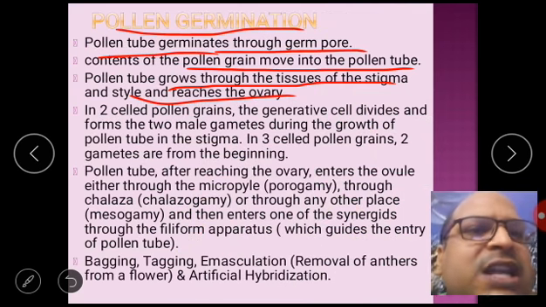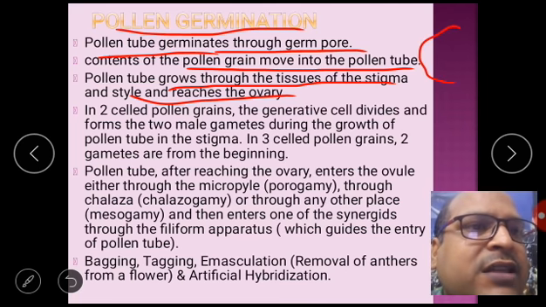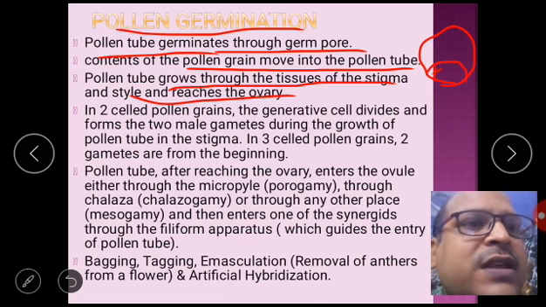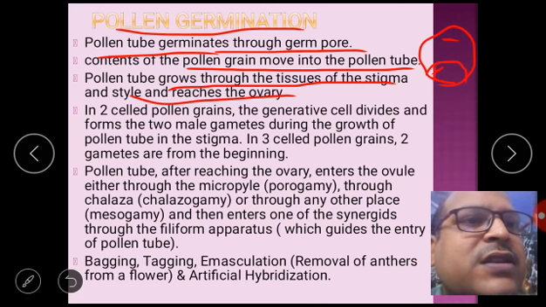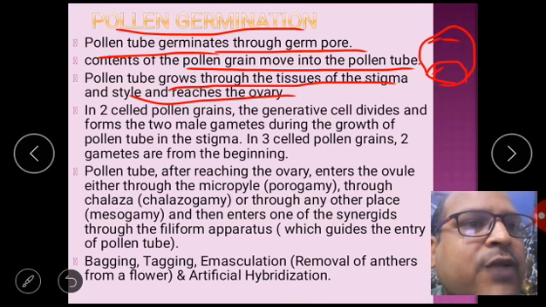Now, in two-celled pollen grains, I have already told you about the pollen grain, that it will have one vegetative cell and one generative cell. Just like this is the generative cell and this is the vegetative cell. So this thing I have already cleared. Okay, now see.